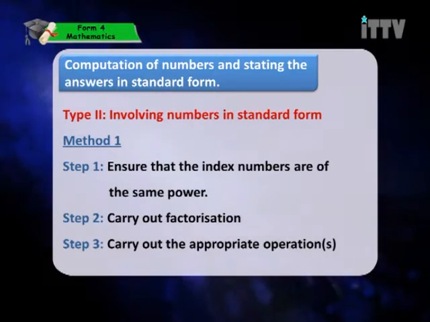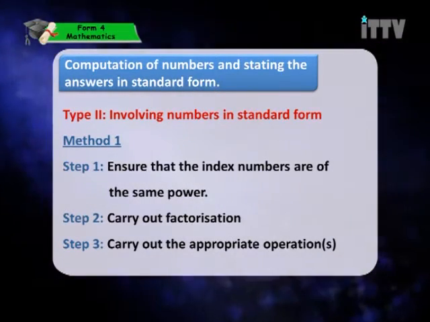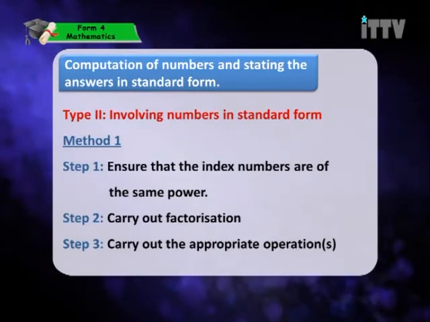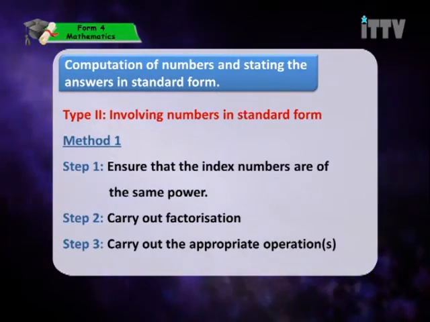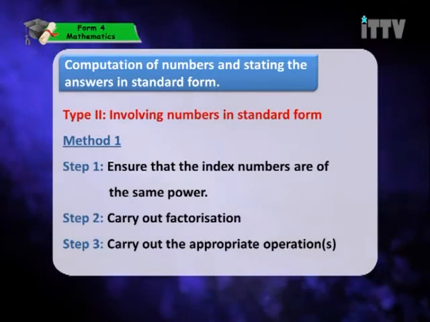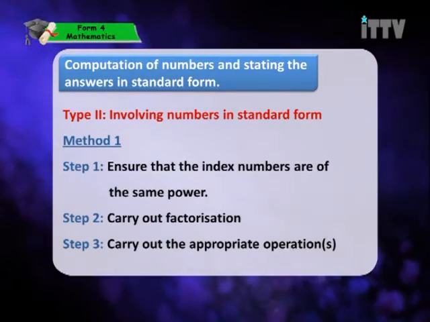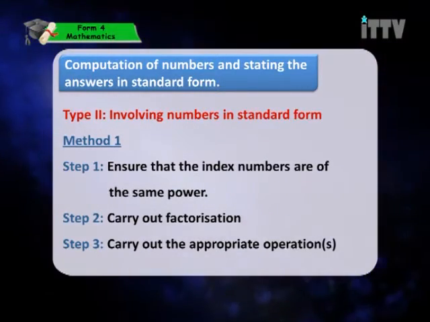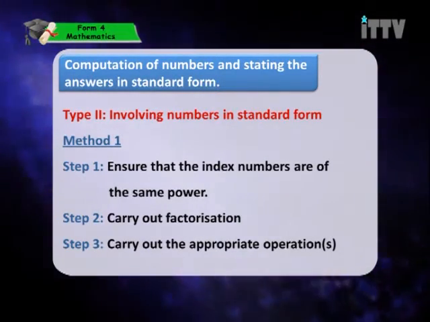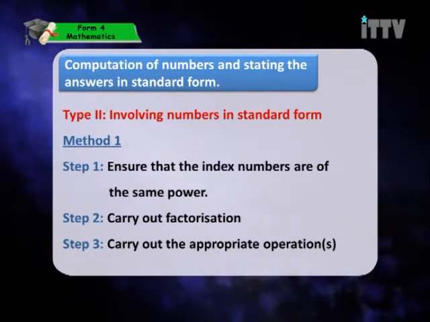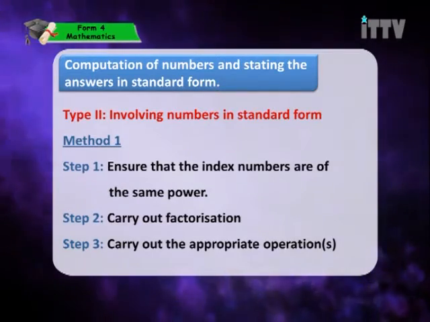Alright, in order to do that, there are two methods to perform the operation. For method 1, the first step is to ensure that the index numbers are of the same power. In step 2, carry out factorization, and in step 3, carry out the appropriate operations. So there are actually 3 steps.